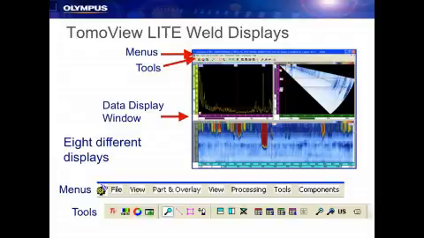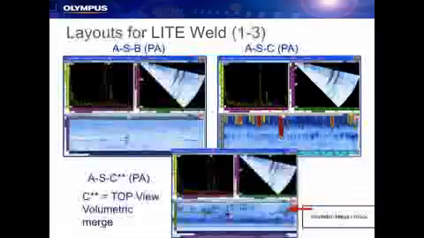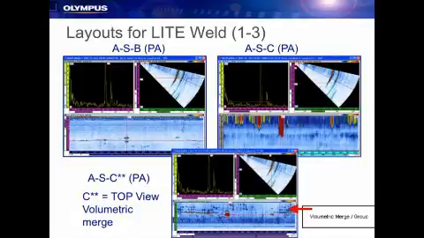This is the data display window. In TomoView Lite for welds, there are 8 separate displays that cover almost all the applications you're likely to come across. Here's 3 of them, 1 to 3. Top left is A-scan, S-scan, and B-scan. Top right is A-scan, S-scan, and C-scan. Underneath, you'll also see an A-scan, S-scan, C-scan. But this time we have a volumetric merge on the C-scan, so there's more than one S-scan in there, and they're all merged together, so we're seeing a completely merged set of data. This is useful if you're doing multi-group scanning.